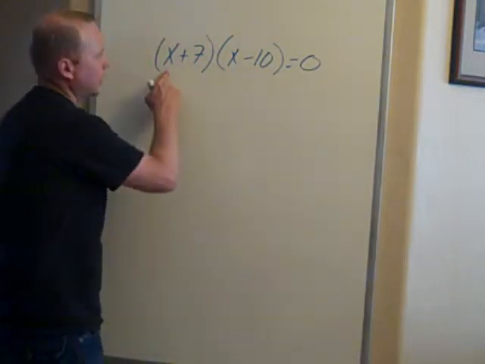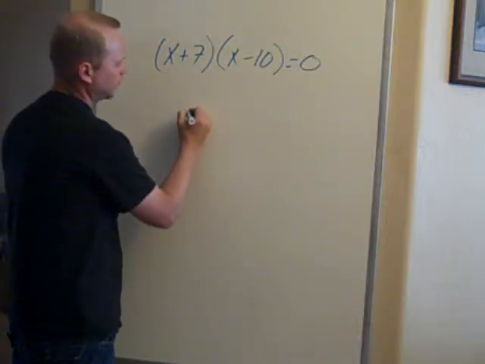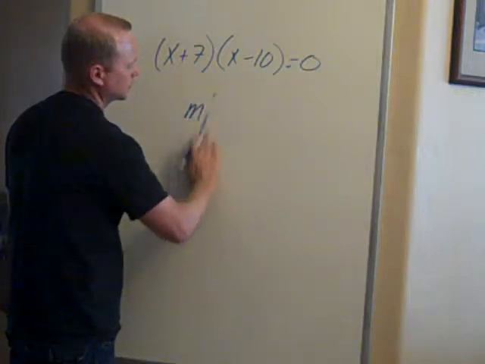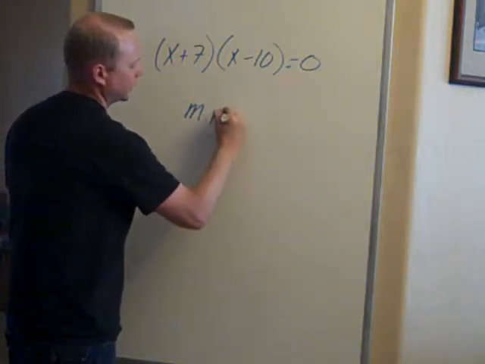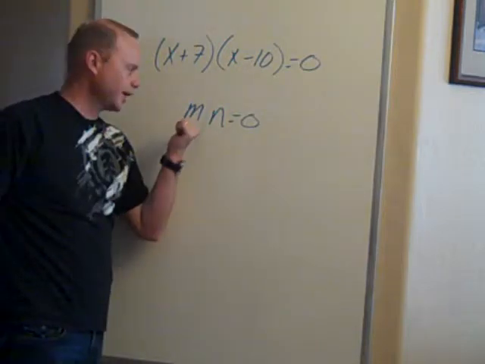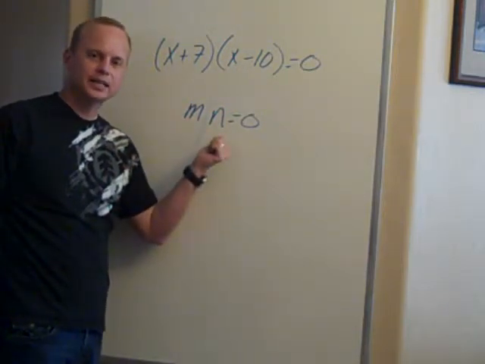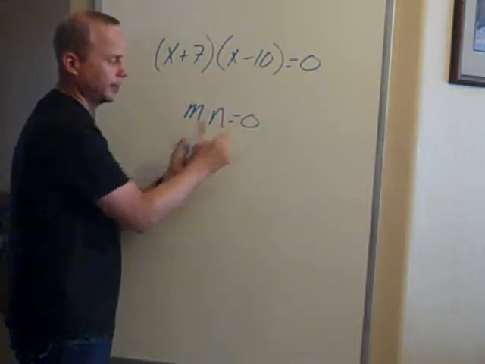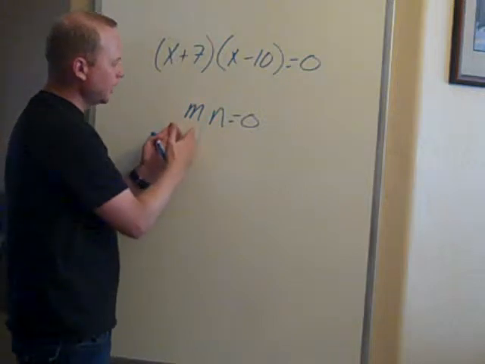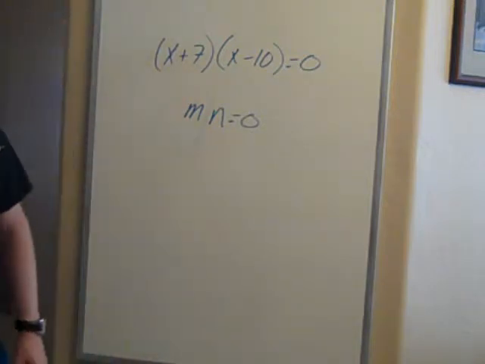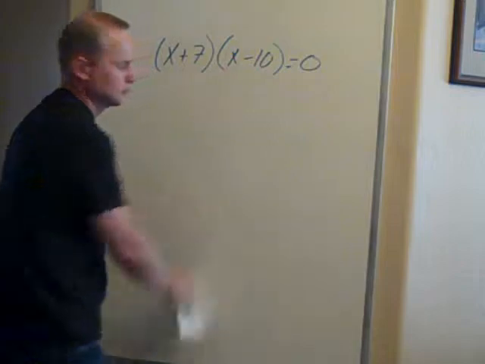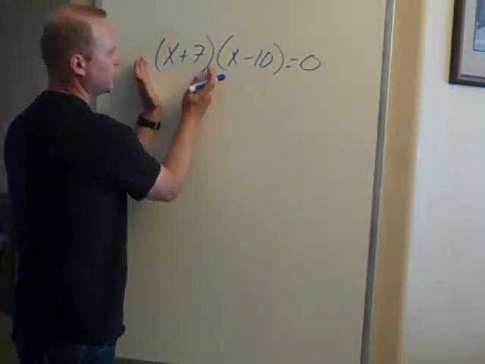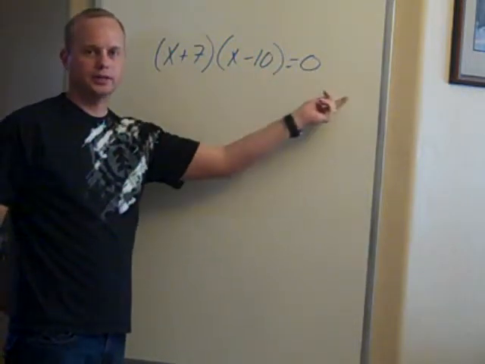If we know that two items multiply together, let's go m times n equals 0, then either m has to be 0 or n, either one, or both of them have to be 0, okay, in order to multiply together and give us the answer of 0. So it means that m would equal 0 and n would equal 0. So we're going to use that same thought process when we're dealing with these, okay? This portion here has to equal 0, and this portion here has to equal 0.